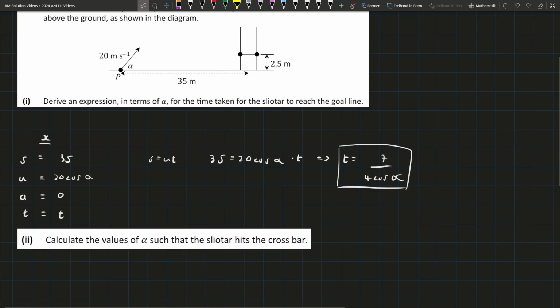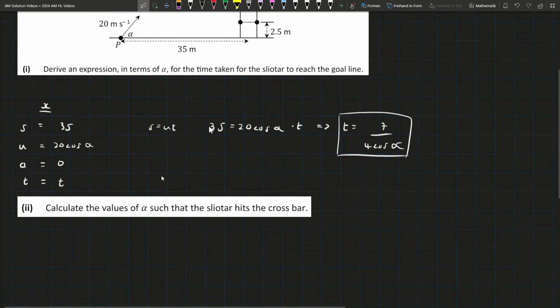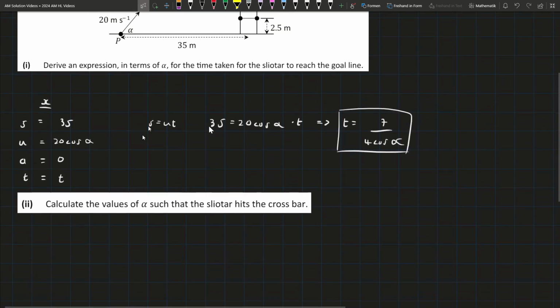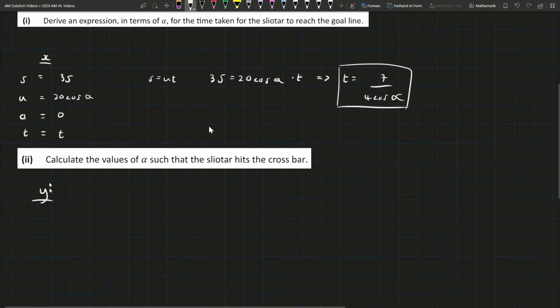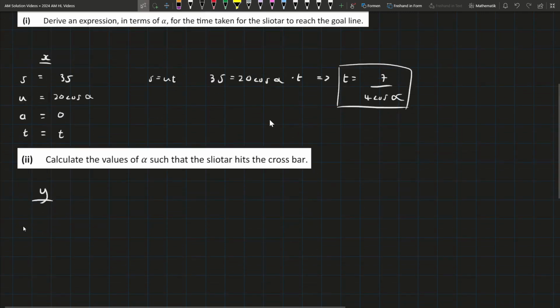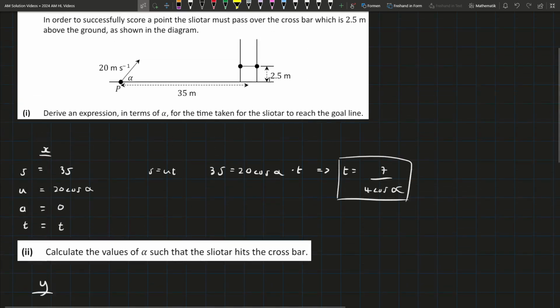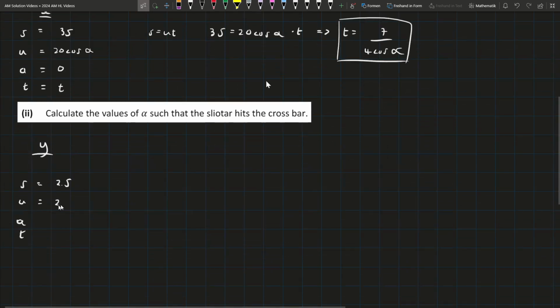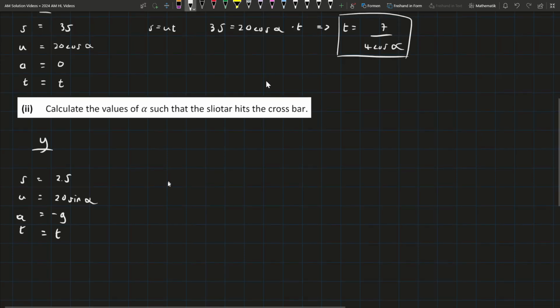So yeah, that's it. In part 2 then, we're asked to calculate the values of alpha such that the sliotar hits the crossbar. So now we'll have to start talking about the y direction as well. This x direction covers this criteria because it's 35 meters away. Now let's look at the y direction. We have S, U, A, and T. The displacement is 2.5 meters, which is how high the crossbar is. Initial velocity will be 20 sine alpha. Acceleration is always minus g, and the time taken is the same time, which we're just going to call t.